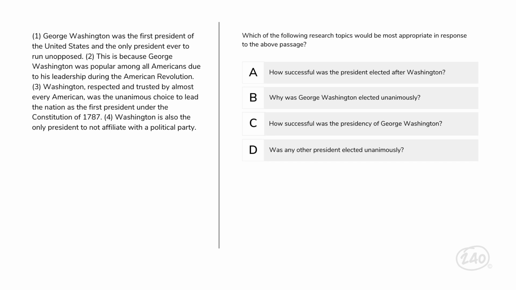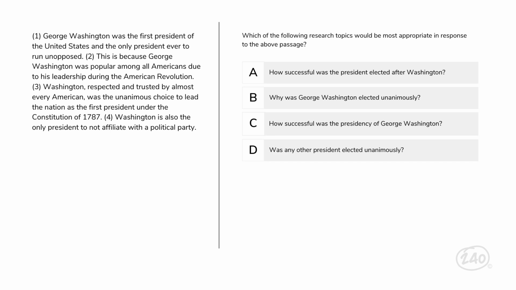The first sentence tells us something interesting that we might want to know more about, but then the second sentence explains it, so no further questions there. Sentence 3 supports sentence 2 to discuss why he was elected. And sentence 4 seems like an interesting fact about Washington's politics. Let's look at the options.